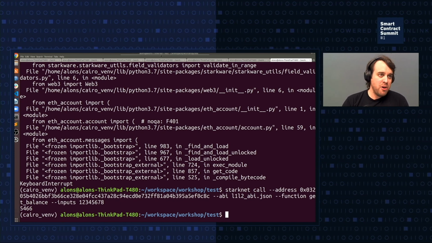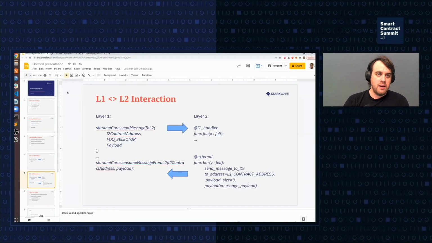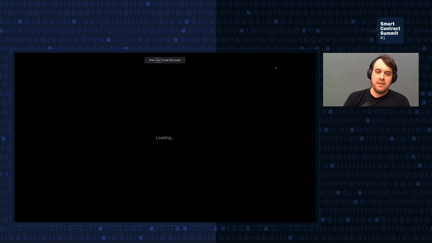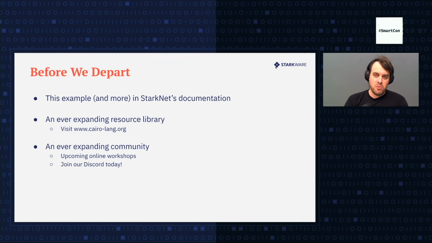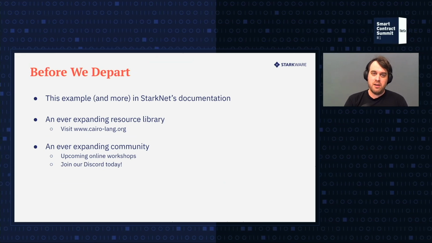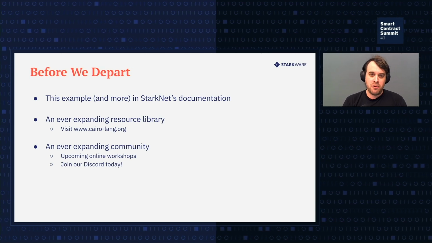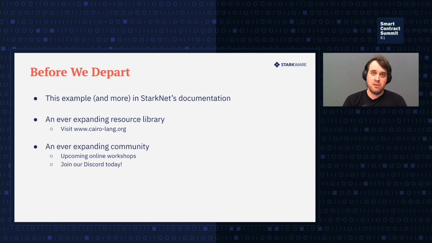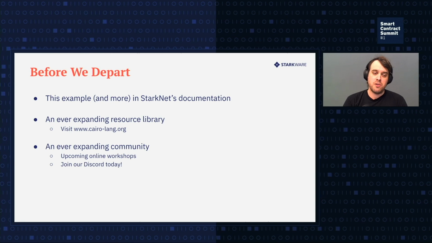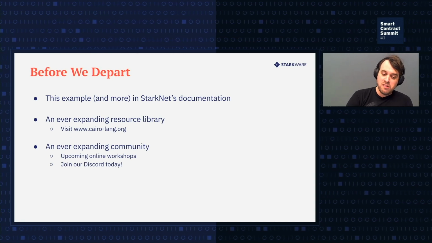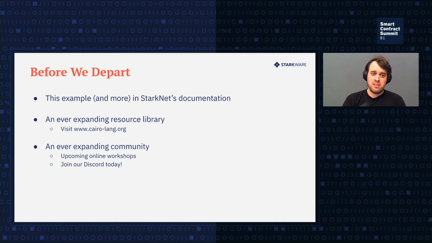Okay, so that brings us to the end of this hands-on example. Before we depart, a few words. This example and many, many more are all available in the StarkNet documentation. We have an ever-expanding resource library available. It teaches things like how to write code in Cairo, deploying and writing StarkNet contracts. It includes open source libraries and video examples and much more.